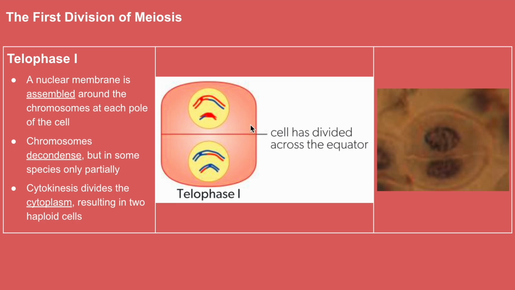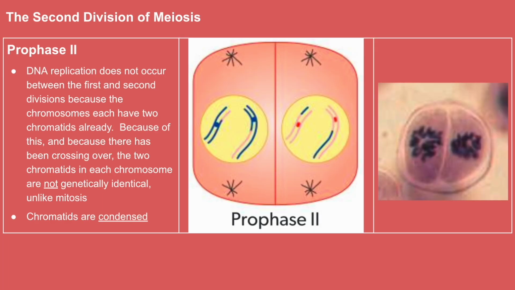Okay, and then we wrap up the first division with telophase 1. Just like before, we're going to see that the nuclear membrane is going to reform. Cytokinesis divides the cytoplasm, and the chromosomes are going to decondense. But now it's time for the second round. So whereas we just split up homologous pairs, the second division is going to look just like mitosis in that now we're going to split sister chromatids.